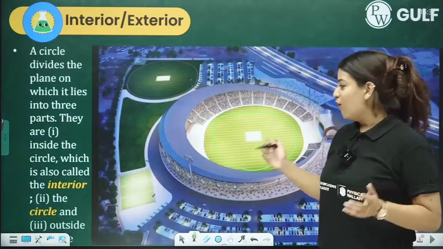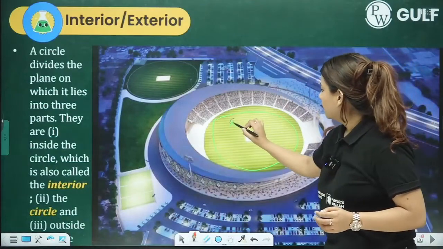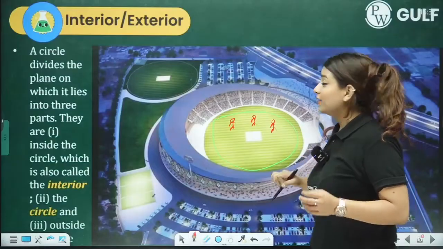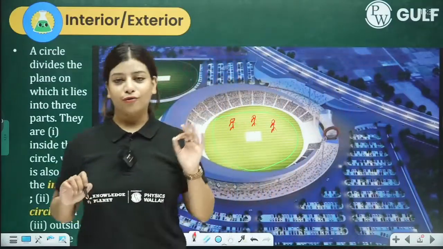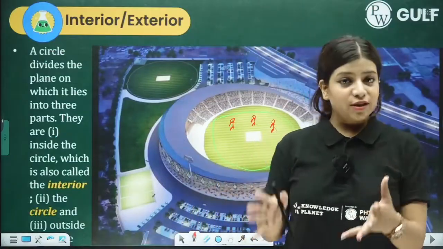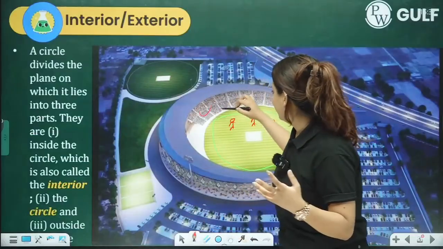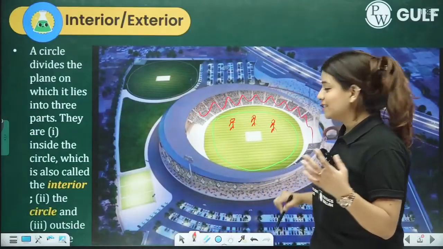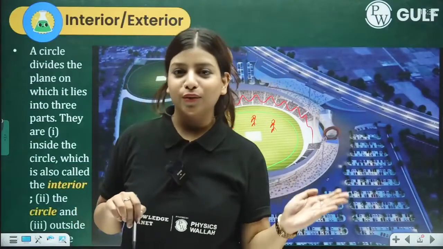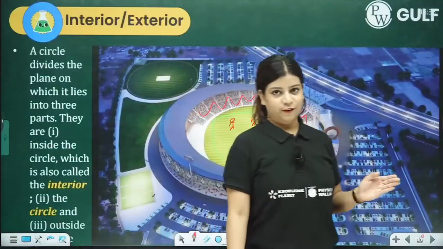So basically all the players are present inside this green circle, right? All the players are present inside the green circle. So this is known as the interior of the circle. Got it? Now the rest of the people who sit outside this boundary, for example in this particular region in the stadium, to enjoy watching the match, right? They sit outside the boundary, right? And that is known as the exterior of the circle.